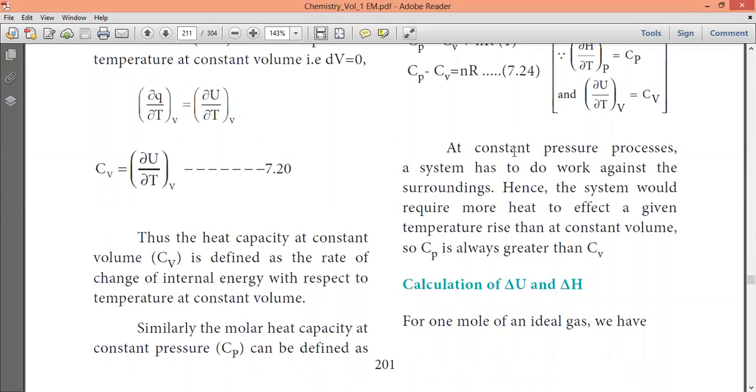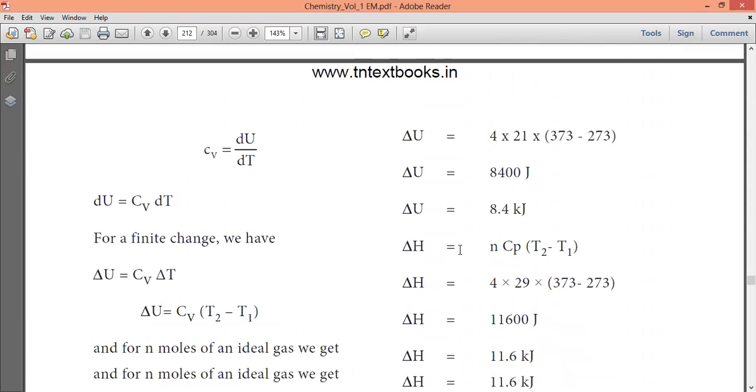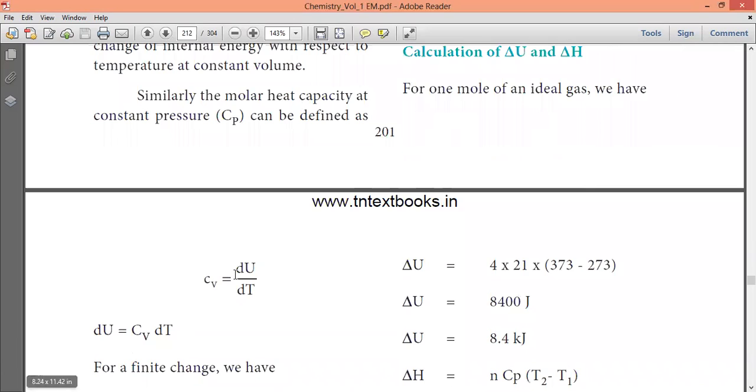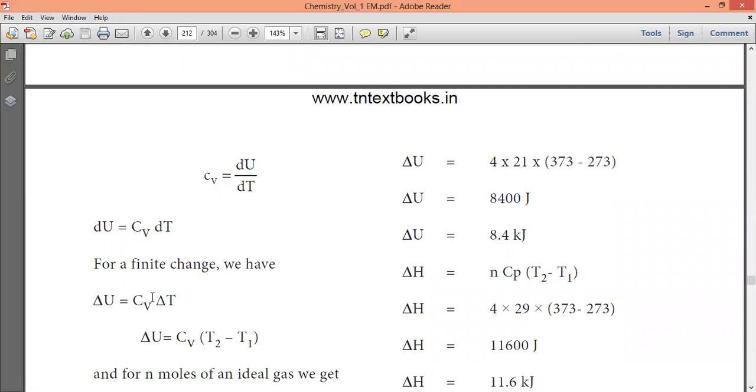Now comes the calculation of delta U and delta H. How to calculate it? Cv refers to dU by dT at constant volume. So dU will be equal to Cv dT, just cross multiplying the dT. So we get Cv dT. For a finite change, delta U will be equal to Cv delta T.